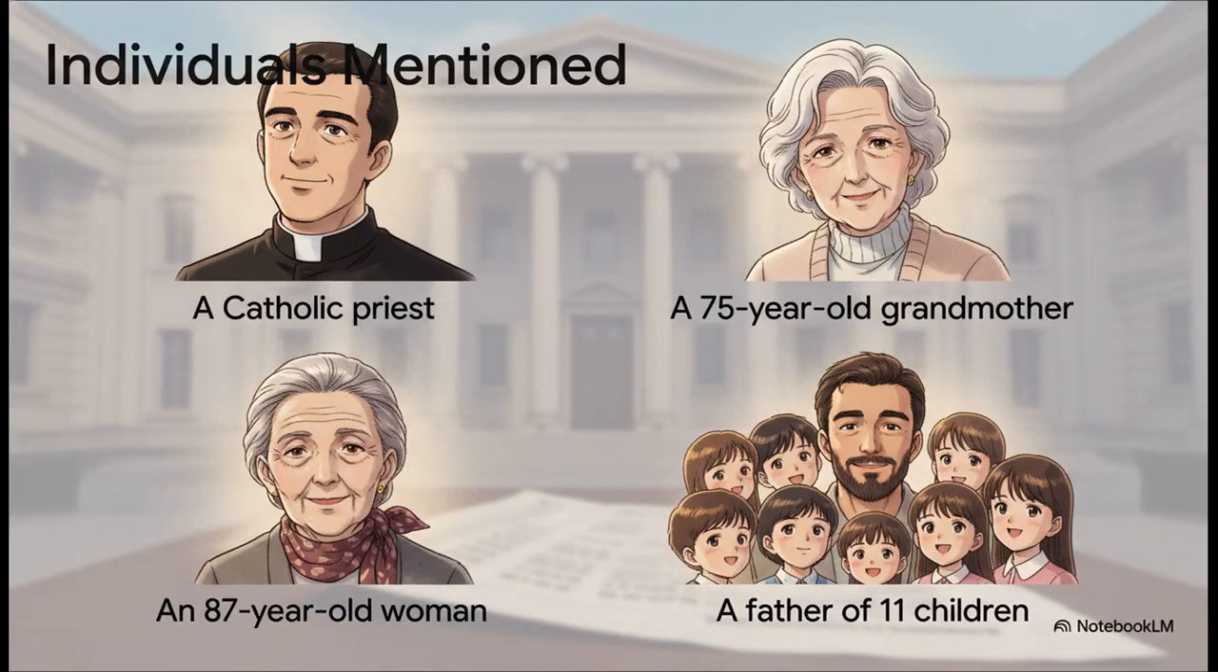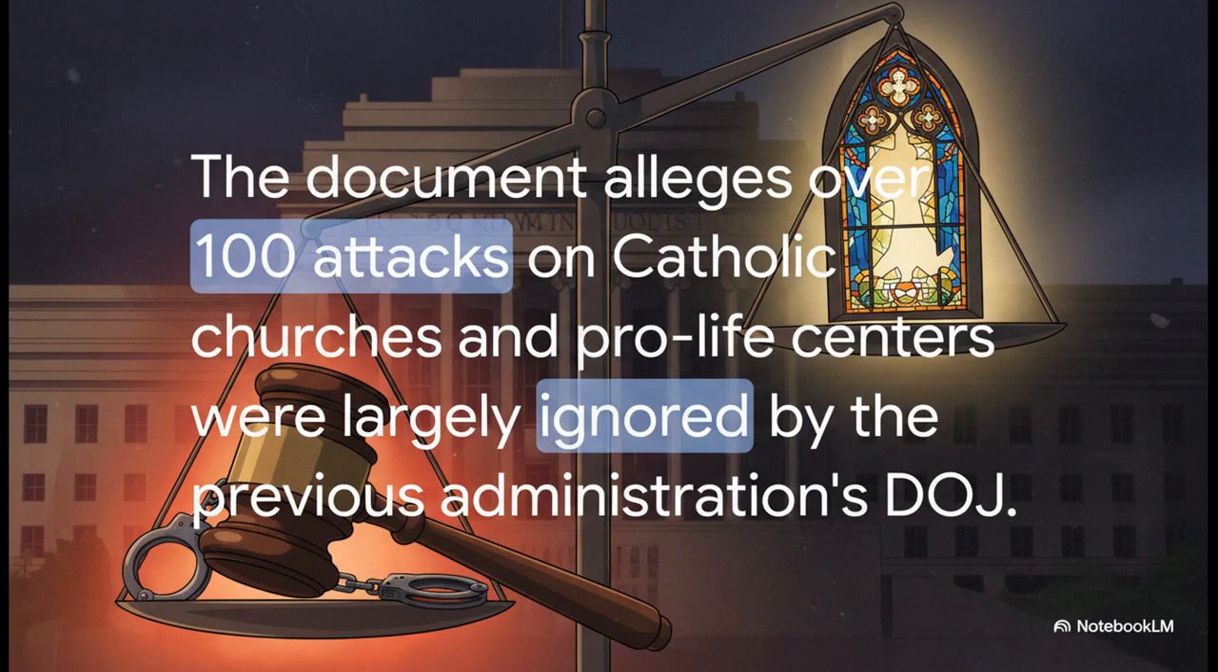And to really bring this home, to make it personal, the order doesn't just talk in generalities. It lists specific examples of the people who were prosecuted. We're talking about a Catholic priest, a 75-year-old grandmother, even an 87-year-old woman and a father of 11. You can see how these examples are really meant to put a human face on what the order sees as the problem. Then the document pivots. It's not just about what it calls unjust prosecutions. It also alleges that the previous administration's Department of Justice largely ignored over 100 attacks on Catholic churches and pro-life centers. So it's making a two-part argument here: prosecuting one group too much and protecting another not enough.